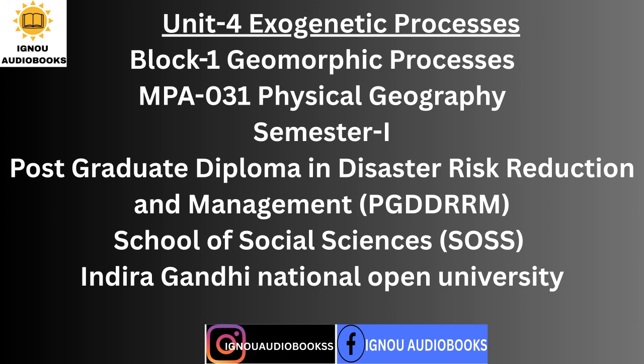Primarily, there are three basic types of exogenetic processes, namely weathering, mass wasting and erosion. All of them operate on the Earth's surface. In Sec 4.2, you will learn about the factors controlling weathering, mass wasting and their types. Sec 4.3 explains the concept of cycle of erosion. You will also study the theories of landform development propounded by William Morris Davis and Walter Penck.